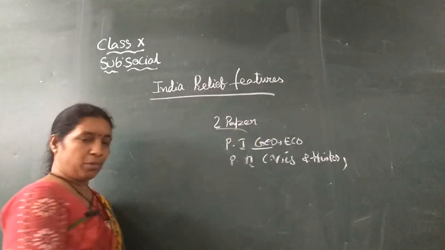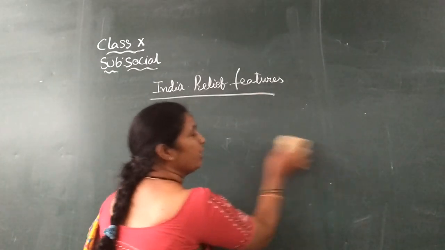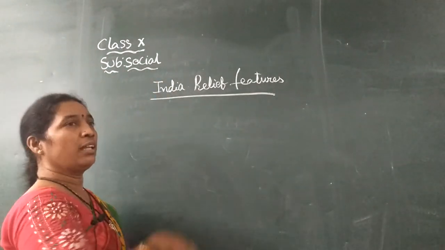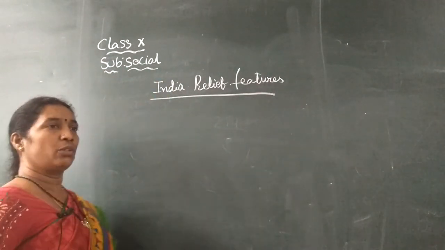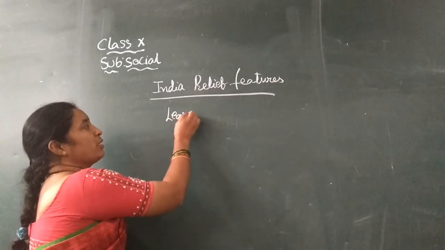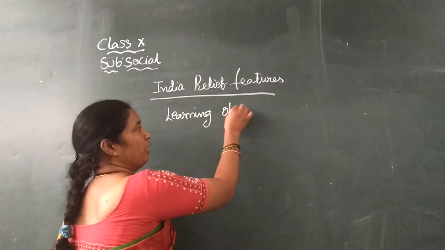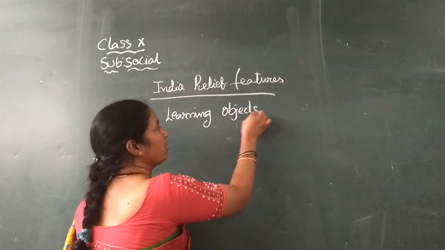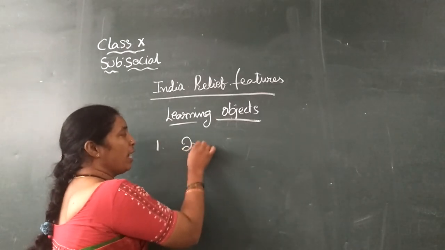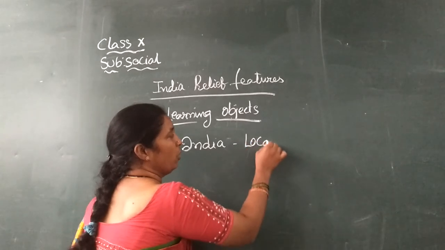When you want to learn any lesson, first you have to learn the learning objectives. If you know the learning objectives, the concept of that lesson, then it will be easy to read and understand the overall lesson. So what are the learning objectives of this lesson? First is India and its location.